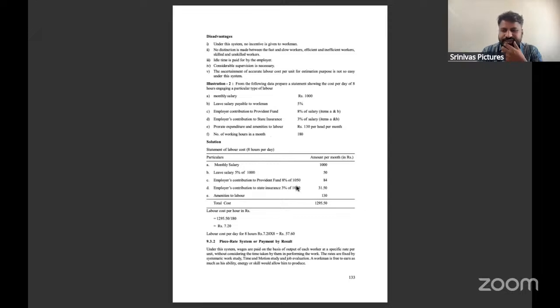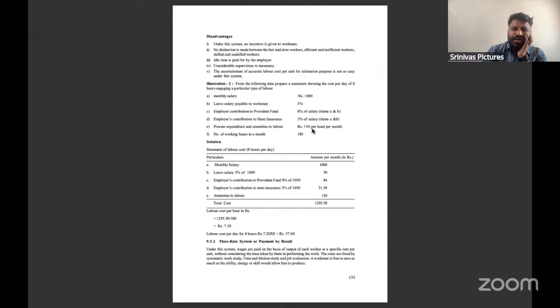Monthly, how much are they going to get? 1000 rupees. And leave salary payable to the workman is 5%. 1000 into 5%, so on his salary 5% leave salary is also provided. That is 50 rupees. Then the employer contribution to provident fund is calculated on the total salary. So 1000 is the monthly salary, leave salary payable is 5%, that is 50, so 1050 is the total. 8% provident fund is 84 rupees. Also employer contribution for the state insurance scheme: on 1050, 3%, that is 31 rupees.